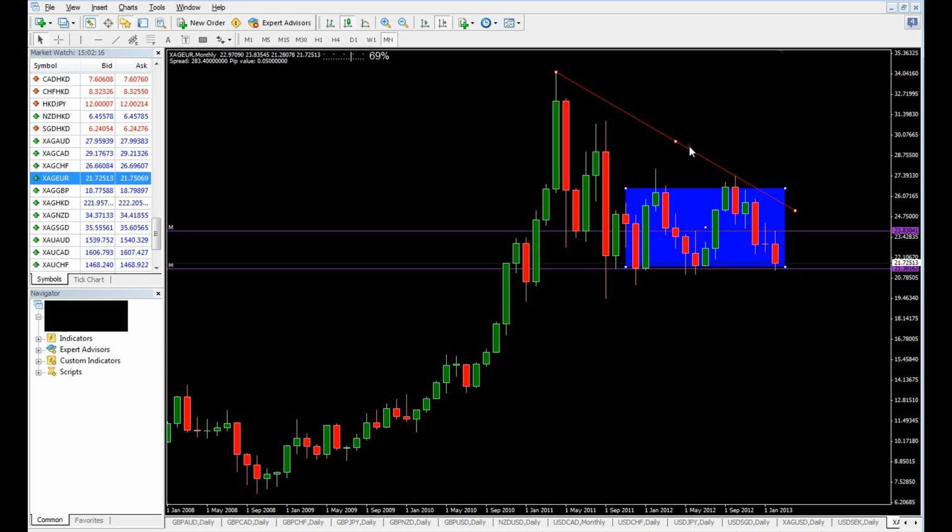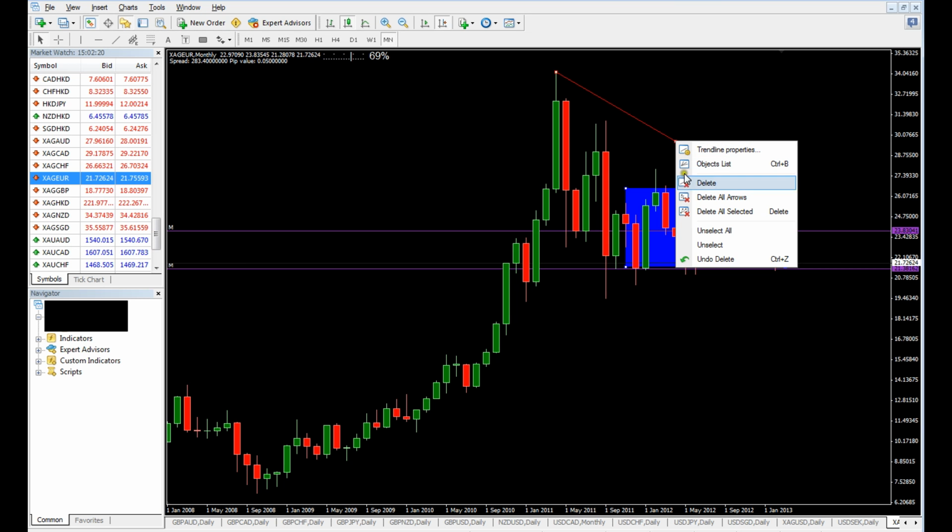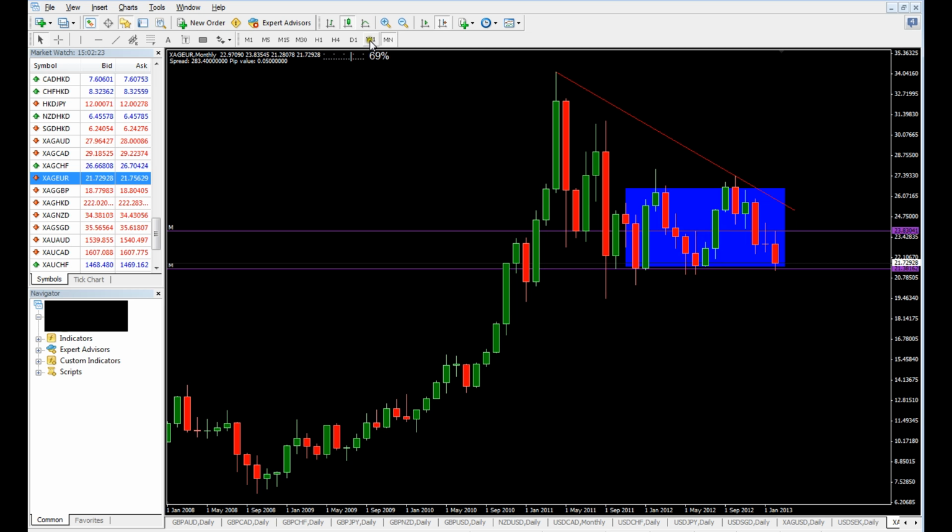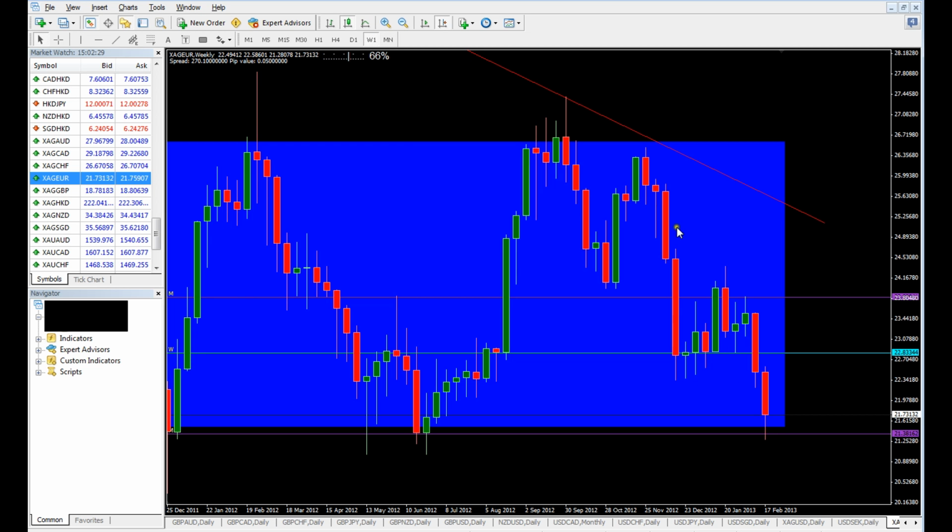Let's go now to the weekly. We can see a little effect of the trend line on price. You see that it does not really hit the resistance. It looks like the trend line is a bit scary for the price.